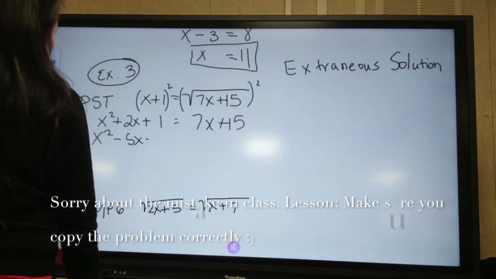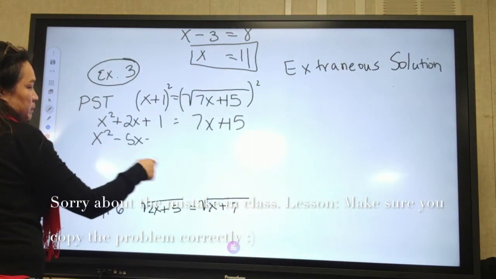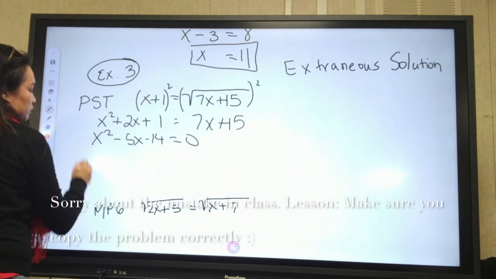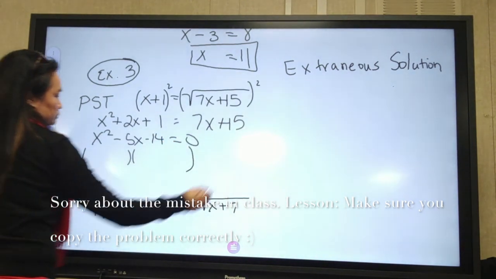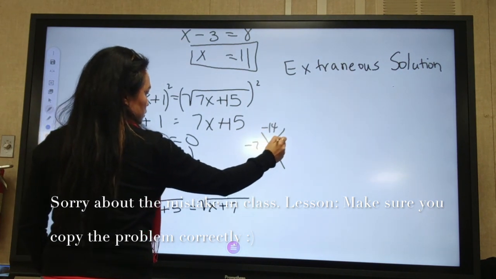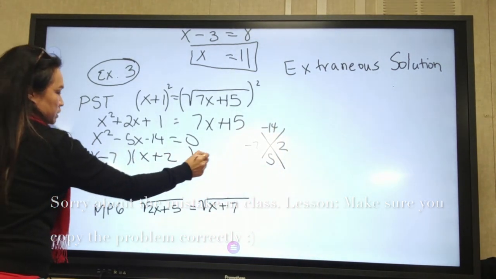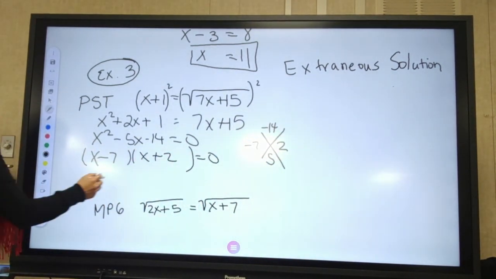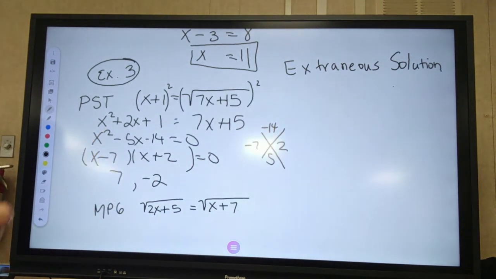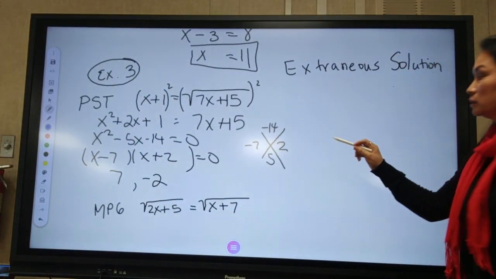Okay, let's try this again with the right problem. That's supposed to be a 15. So collect like terms, 7x, this becomes minus 14. Good. Now we can factor this. -7 and 2. Good. So x minus 7 and x plus 2 equals 0. So that means they're going to be 7 and -2. Okay. Wow. So much easier.